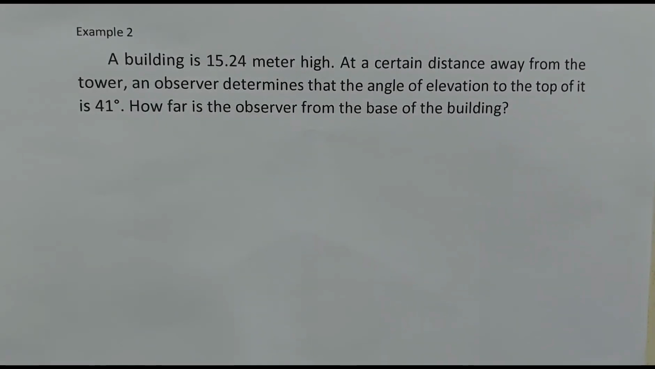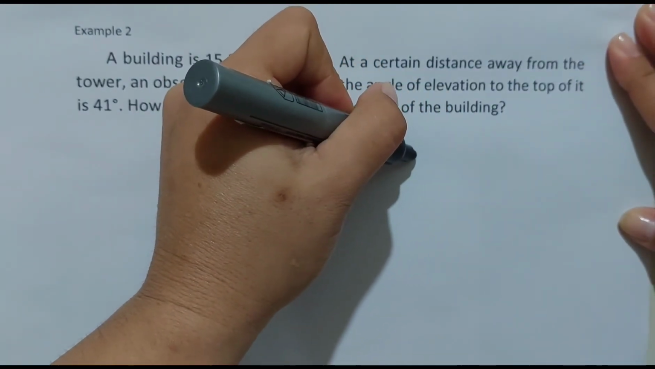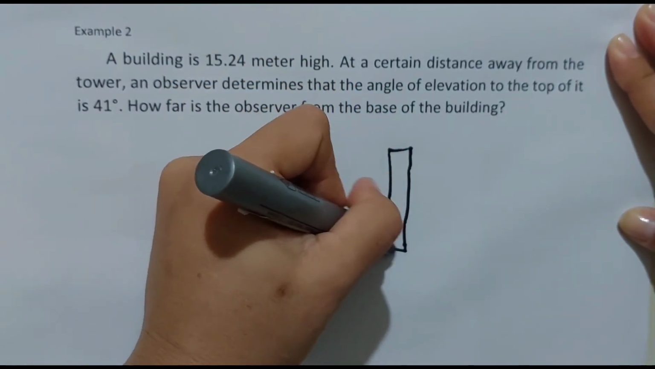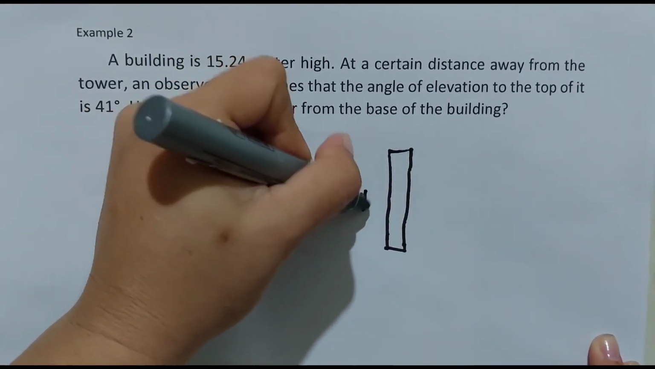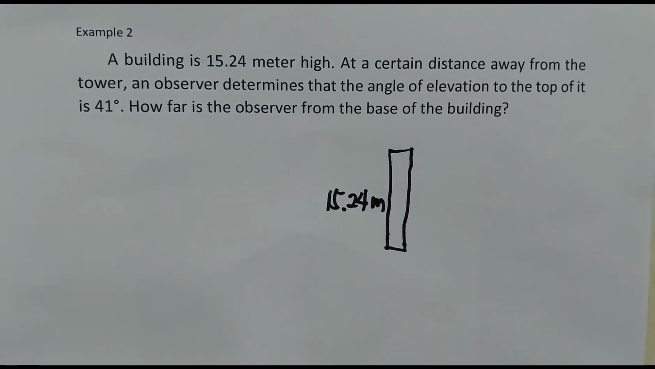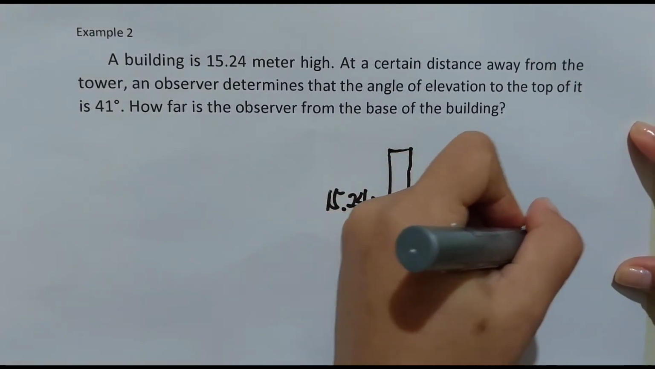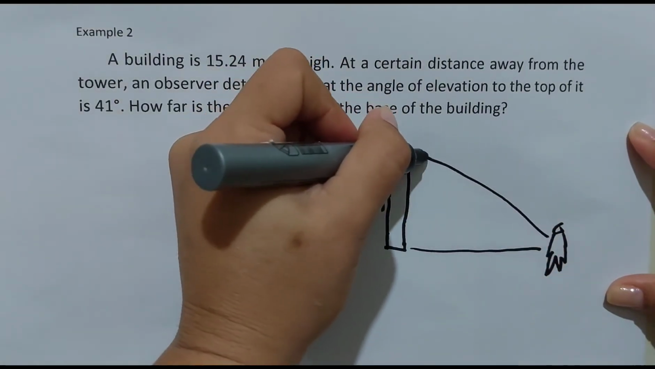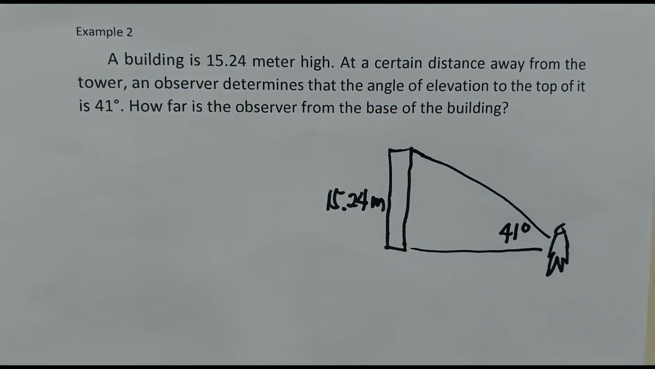So, for example, we have here a building. Drawing a building. For example, this is our building. So, the height of the building is 15.24 meters. And at a distance away, an observer measures the angle of elevation. So, the observer is here, looking at the building at 41 degrees. Now, the question: how far is the observer from the base of the building?